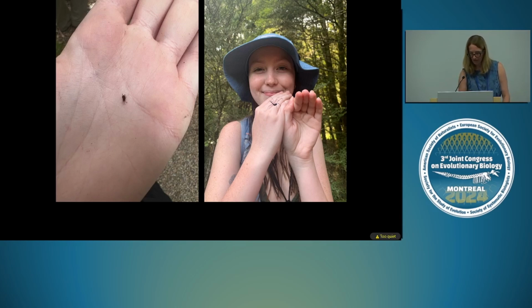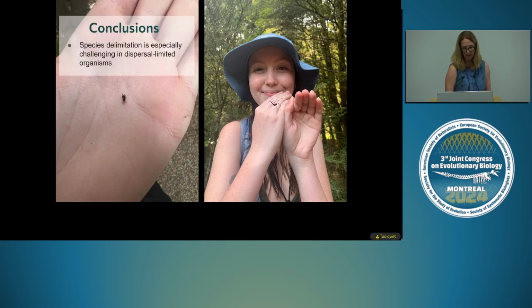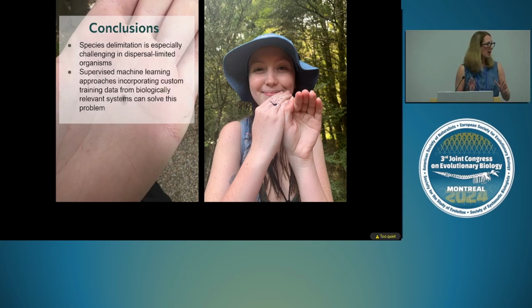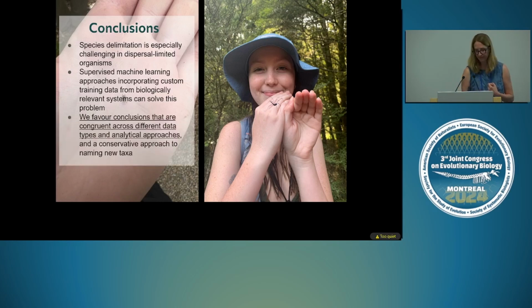Now I want to take you through the takeaway messages from this work. Number 1, species delimitation is particularly challenging in dispersal-limited organisms that have very strong population structure. It's a problem, but supervised machine learning approaches that incorporate especially custom training data sets from biologically similar taxa can help us to overcome these problems. And finally, our point of view as taxonomists is that we favor conclusions that are congruent across different data types and different modes of analysis, and we take a conservative approach to naming new taxa.